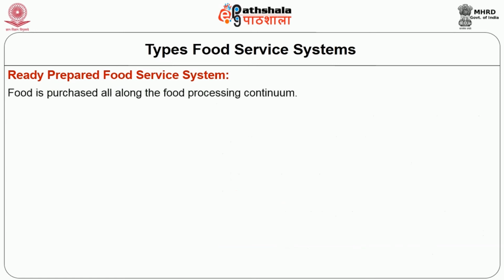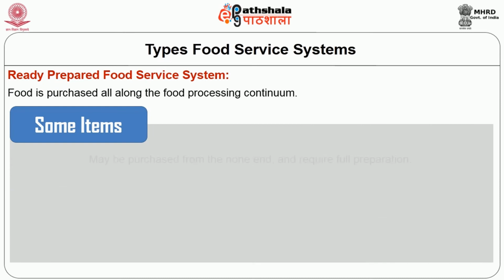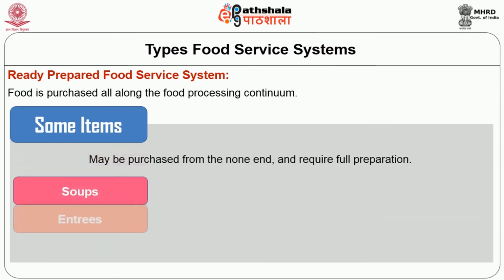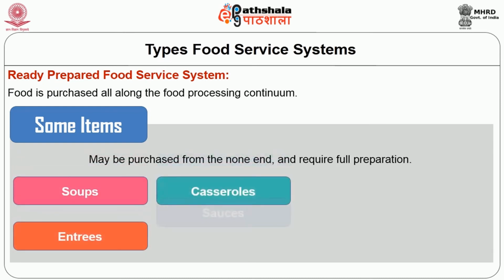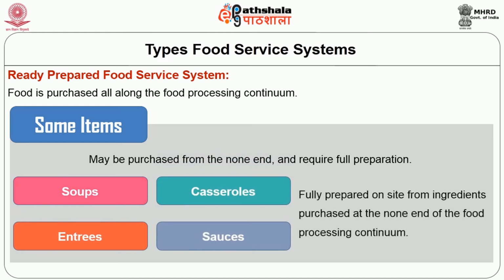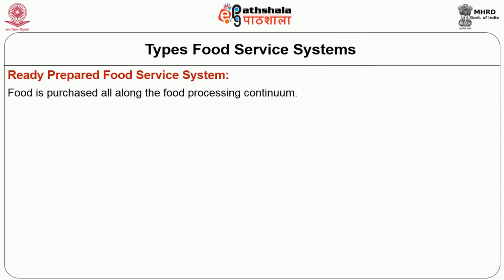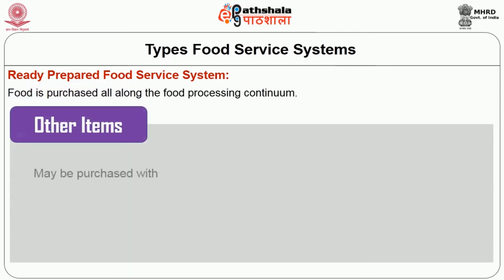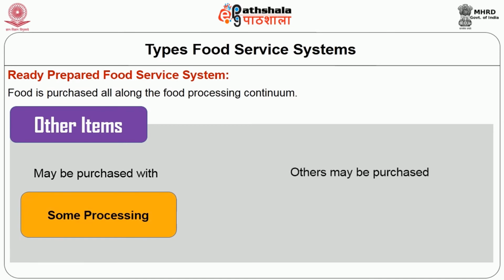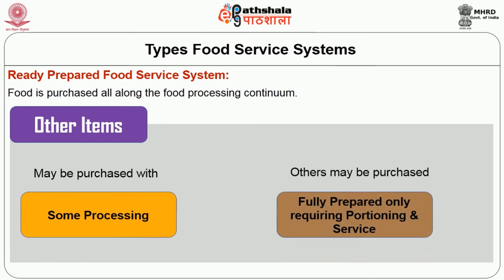For this food service system, food is purchased all along the food processing continuum. For example, some items may be purchased from the none end and require full preparation. Soups, entrees, casseroles and sauces would likely be fully prepared on site from ingredients purchased at the none end of the food processing continuum. Other items may be purchased with some processing, while others may be purchased fully prepared, which require only portioning and service.